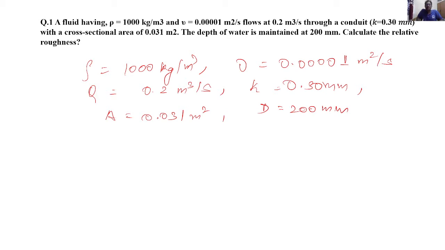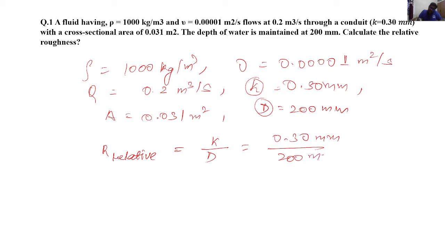Now to find out the relative roughness, we don't need any other parameter except this K and the D. So the relative roughness is equal to small k by D, which happens to be 0.30 by 200, mm by mm, so that it becomes dimensionless. So it would be 0.0015. So this was the answer to the first question. A very similar question has been asked in assignment number 4 or 5. So this is how it is to be solved.